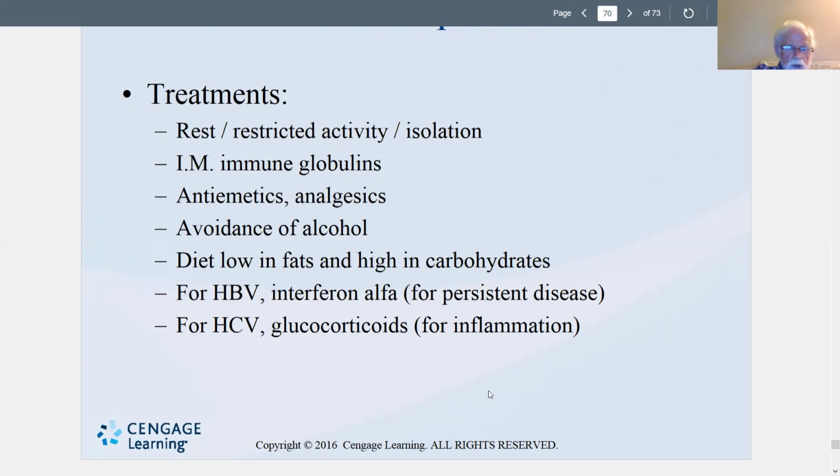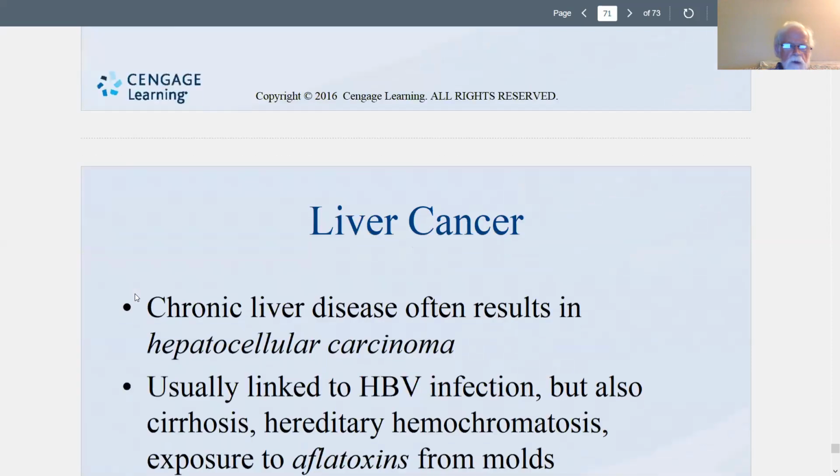We have some drugs for hepatitis B and C. Quite a few drugs. This only lists a couple, but there are a number of drugs that have been approved in recent years, especially for Hep C. The Hep B vaccine has really lessened the need for drugs for treatment.